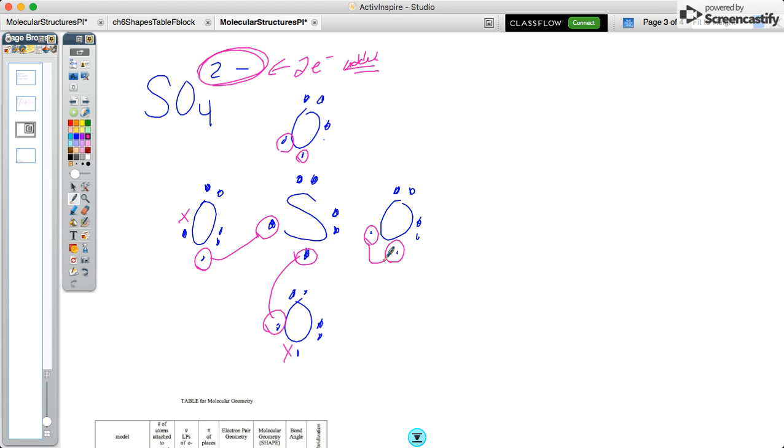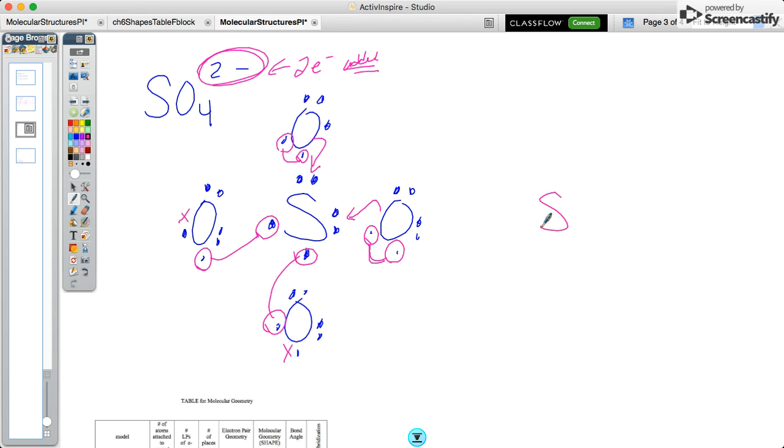But we're going to use coordinate covalent bonding to get out of this structure. We're going to say that this is paired up. We're going to say that this oxygen sits in. We're going to say that this is paired up. We're going to say that this oxygen sits in. So what I can see is that I've got sulfur, and my sulfur is making 4 single bonds.